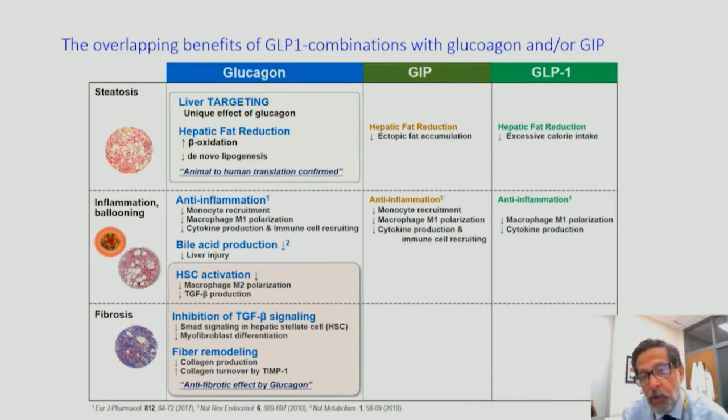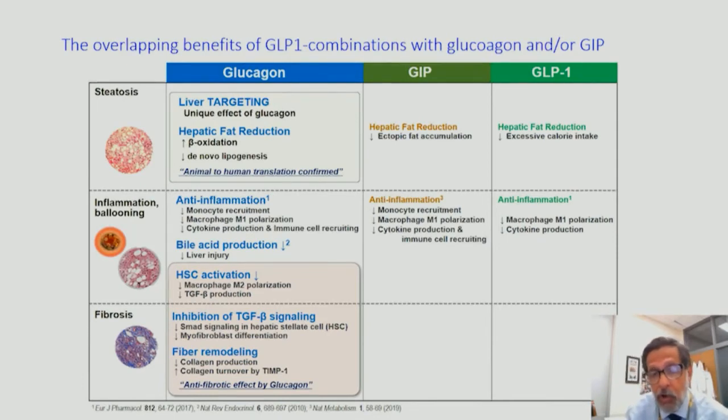Now, GLP-1 is also combined with glucagon, and I'm going to show the results at AASLD in a week or so in the Proximo trial. And glucagon, of course, has direct liver receptors. Now, GLP-1 has no liver receptors. All its effects are based on extrahepatic effects.